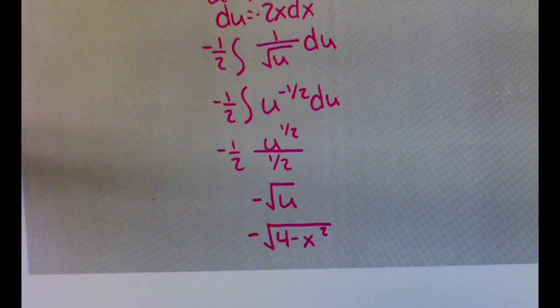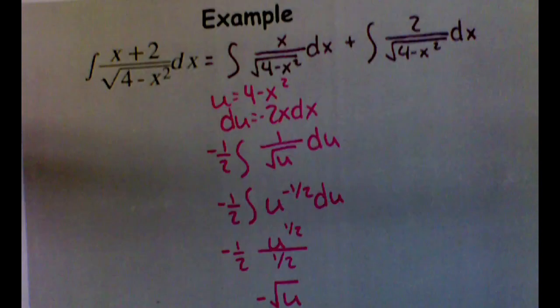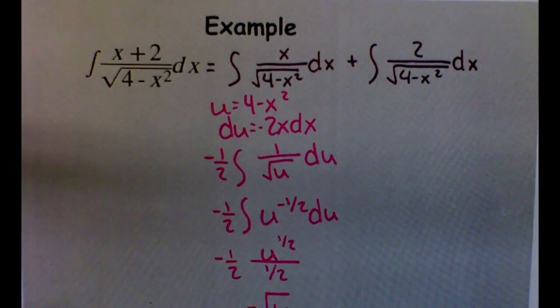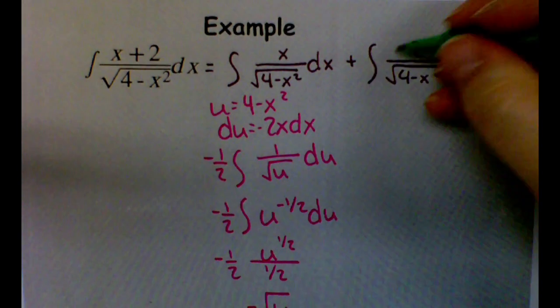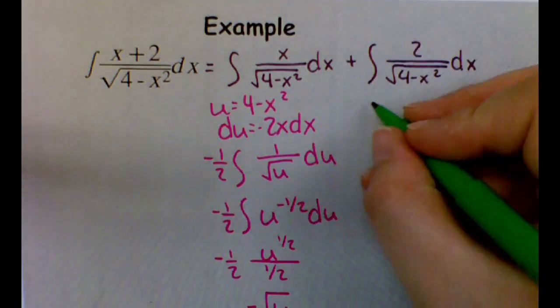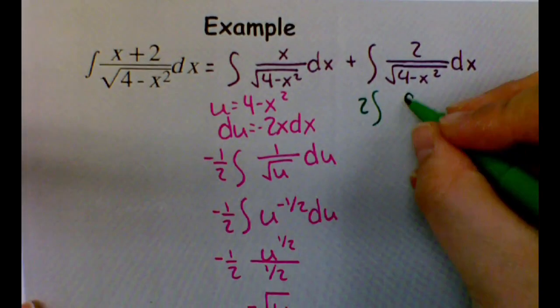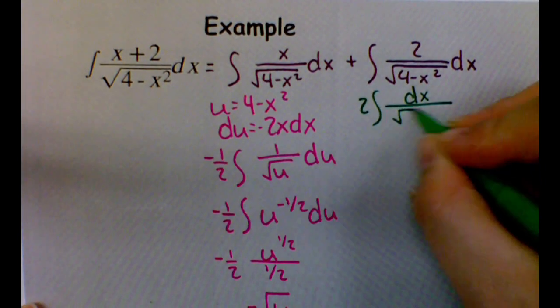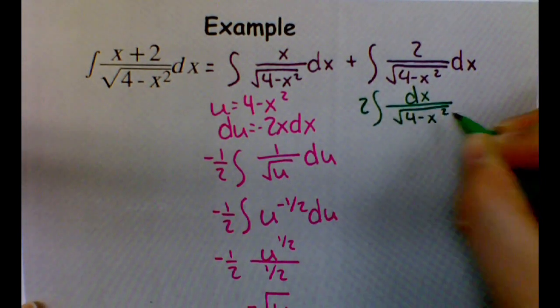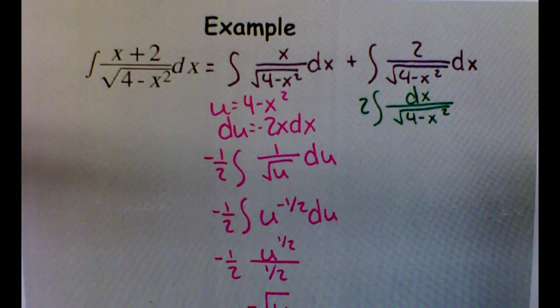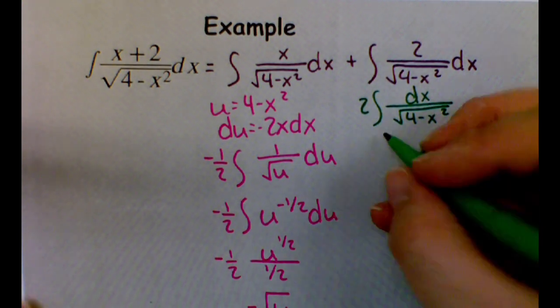All right, we've only done half of that problem. Now we go back up and do the other half. This 2 isn't really doing much in the second fraction. It's a constant out front. Now that looks like my arcsine formula.